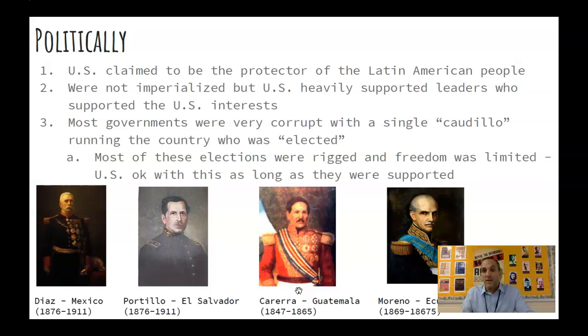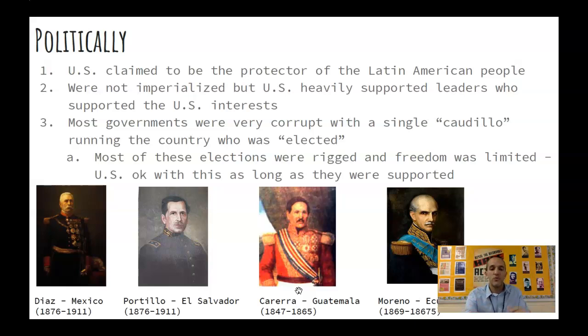Most of the elections are going to be rigged, and freedom for the people in these countries is going to be severely limited. So it's not true Enlightenment ideas. We have a ton of corruption and people skimming money off the top and not letting that money and the benefits of the government pass down to people in the middle class and lower class. The U.S. is okay with this. We are like, it's fine as long as you're serving our business interests. So we're going to see a ton of corruption.